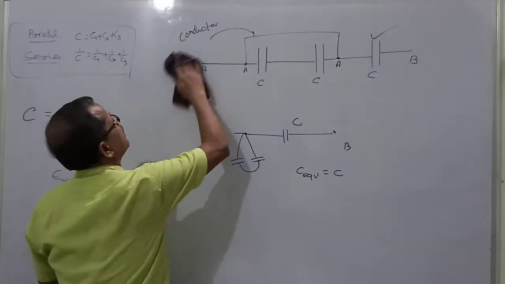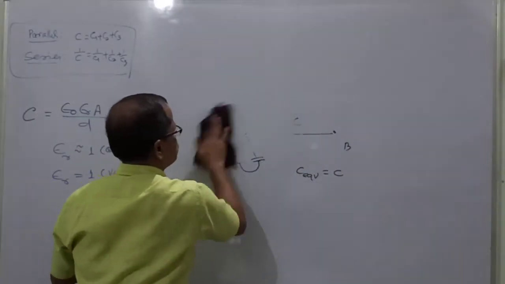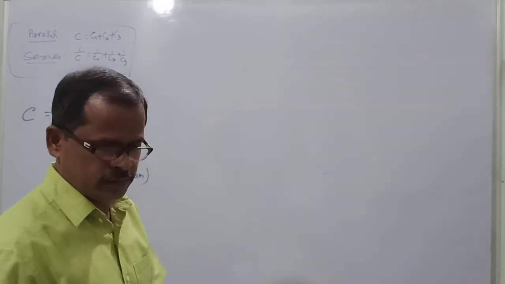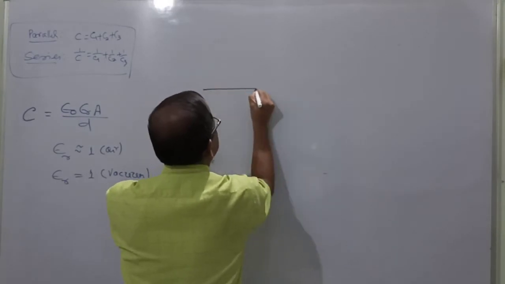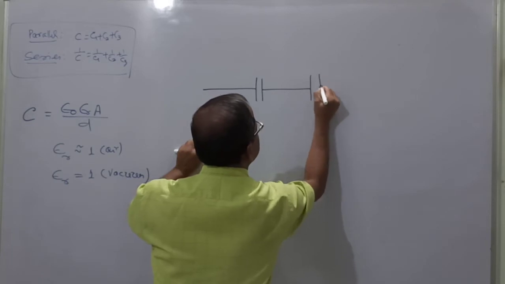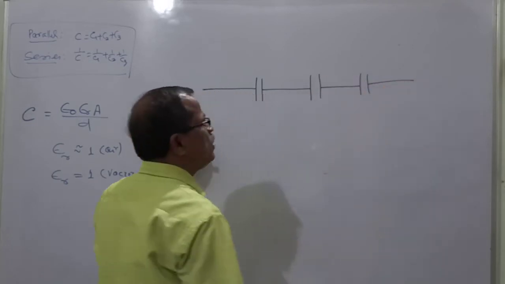Finished? Okay. There are three capacitors. We will be solving a very simple problem first. Then gradually we will go to the difficult part.